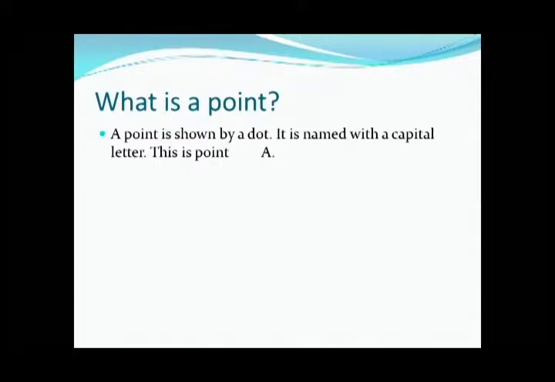What is a point? A point is shown by a dot. It is named with a capital letter. This is a point. Point A. The dot indicates the location where that point is at.